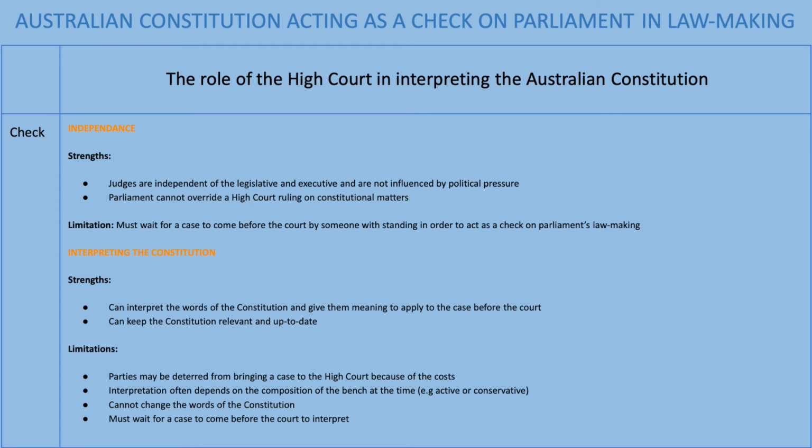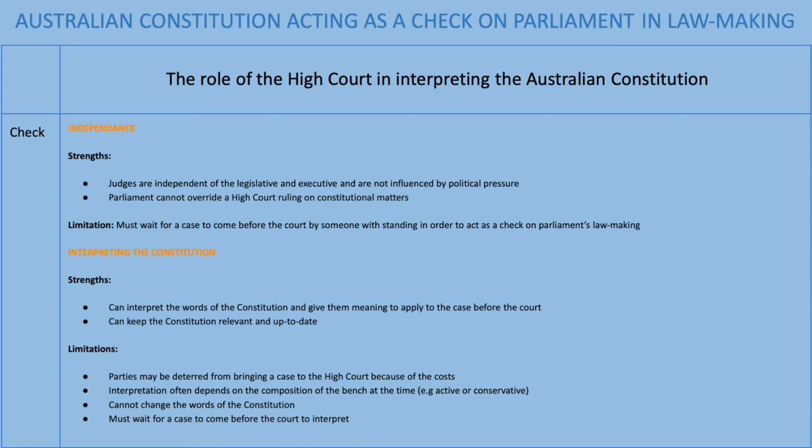The High Court is independent. This is a strength as judges are independent of the legislative and executive and are not influenced by political pressures. Judges are not elected by the public, meaning that they will not make amendments or changes to laws that reflect what the public want, but rather the case in front of them and what is necessary for effective lawmaking and change. Also, the Parliament cannot override a High Court ruling on constitutional matters.